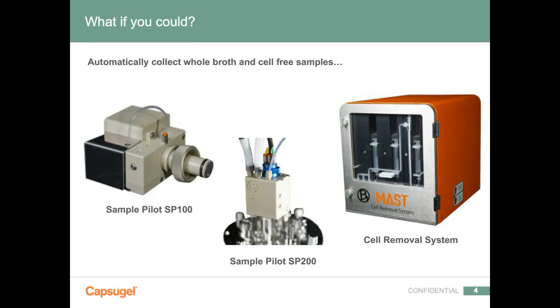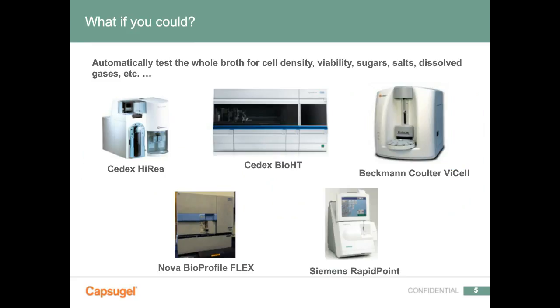So there you can take these whole broth samples, but we also designed a cell removal system which allows you to remove the cells from samples for different types of analysis. So if you could take these types of samples and then automatically analyze them for cell density, viability, using like the high-res or the Nova, or get metabolite or other information like Nova, the BioHT, and other devices.